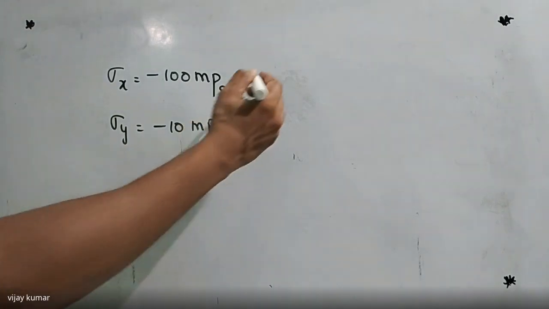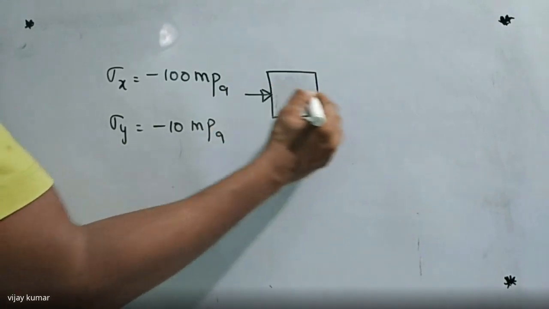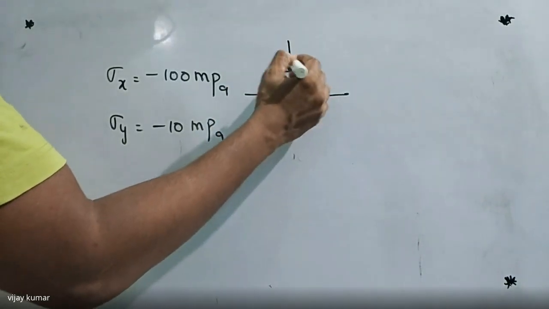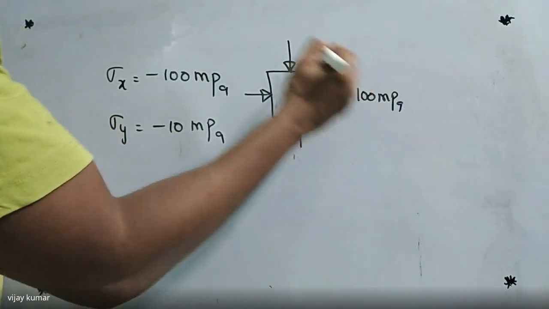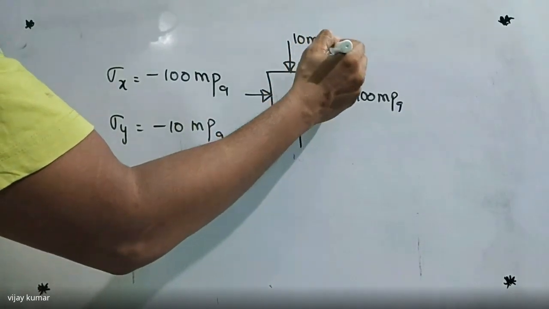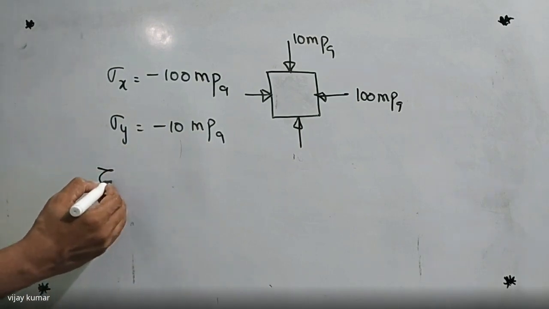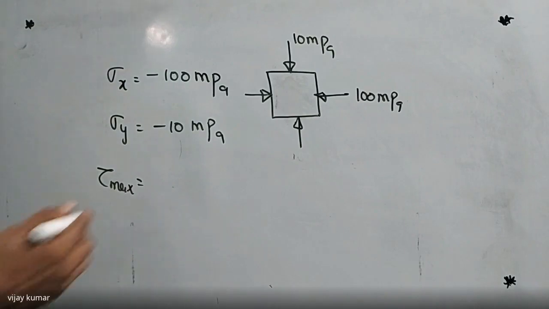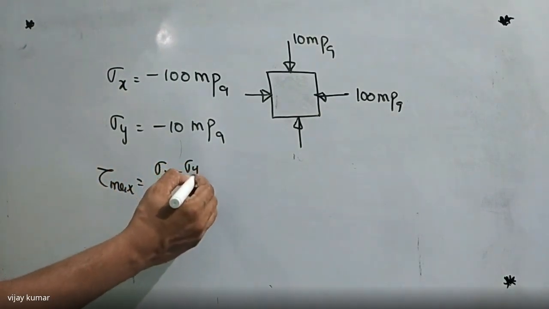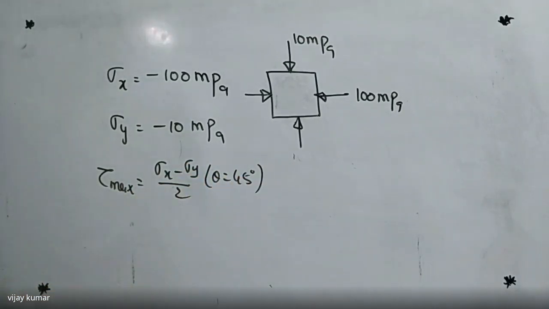I am going to indicate this is the component. It is subject to compressive stresses along x direction and along y direction. It is equal to 100 megapascals and 10 megapascals, so both are compressive. I want to find the value of tau maximum. Tau maximum is always at theta equal to 45 degrees, equal to sigma x minus sigma y by 2. We already know that formula in biaxial state of stress.